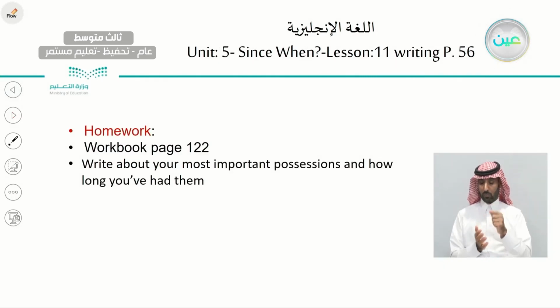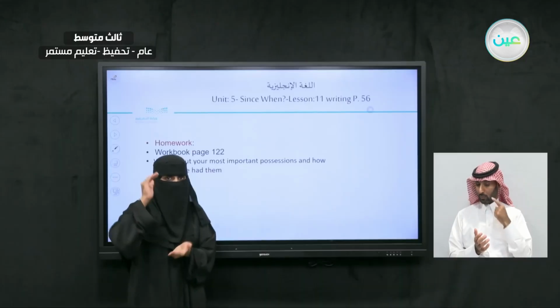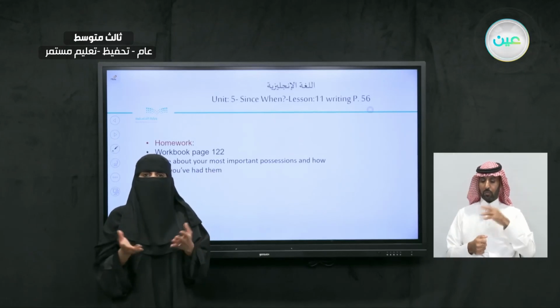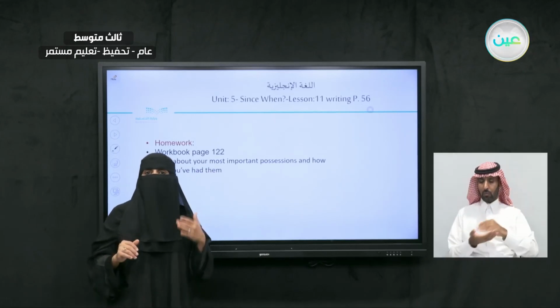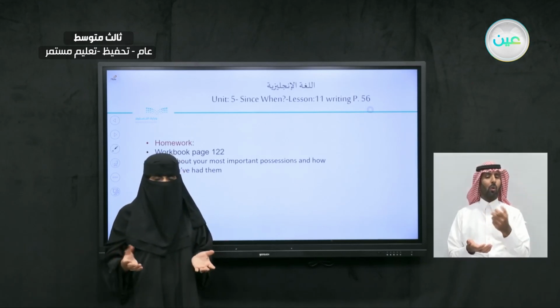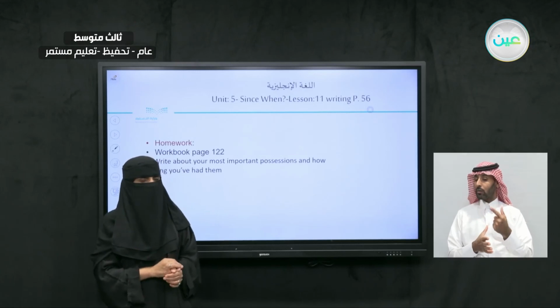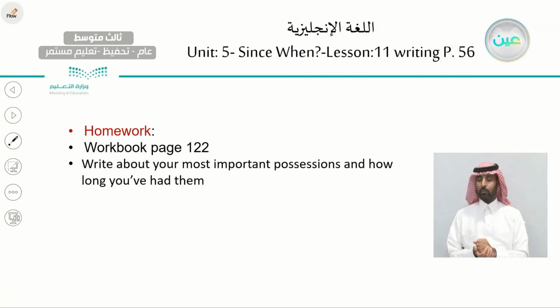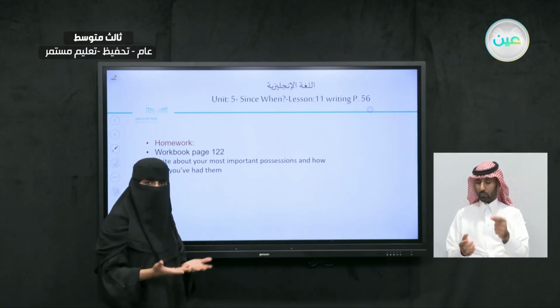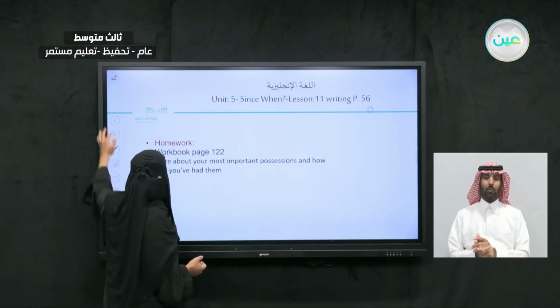So for your homework, you should do page 122. Also, you should write about one of your favorite possessions. You should do something similar to the paragraph of the boy who was talking about his favorite possession, which is the bike. You should choose something: laptop, mobile phone, car, your favorite possession. You should write about it and then present it in front of your class. You should cover all the questions, all the details. Tell me why it is important.